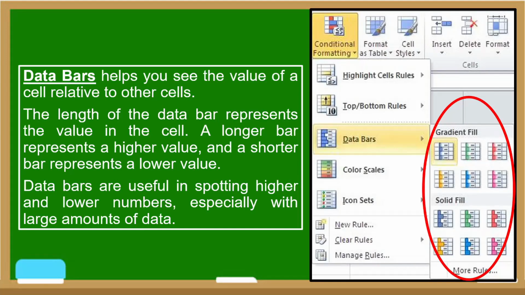The third option under conditional formatting is data bars. This helps you see the value of a cell relative to other cells. The length of the data bar represents the value in the cell. A longer bar represents a higher value and a shorter bar represents a lower value. Data bars are useful in spotting higher and lower numbers, especially with large amounts of data.